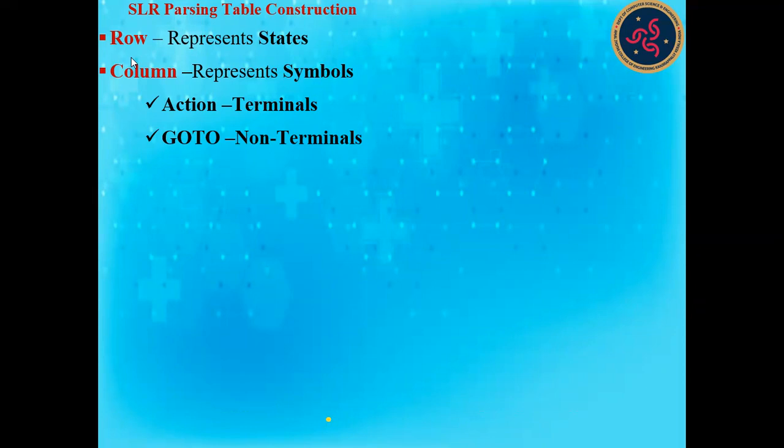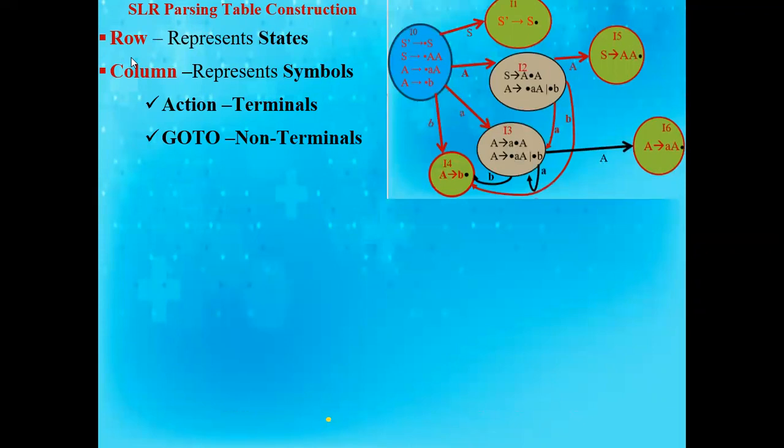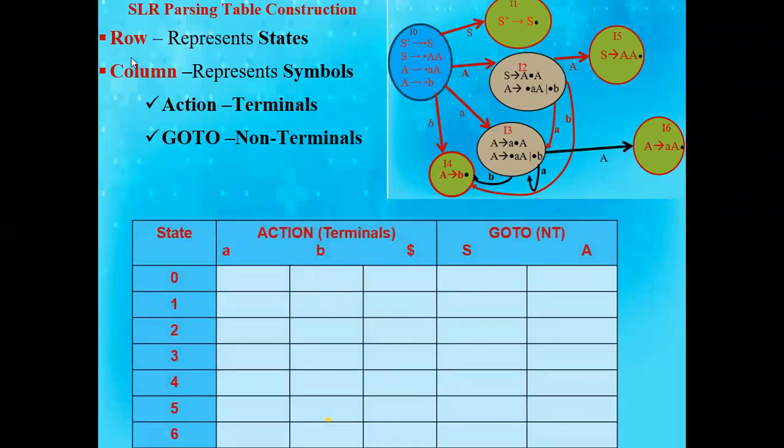In non-terminal we can specify it in the go to function. Next, this is our DFA. Now we have a table, that is an SLR parsing table. This is the initial state of our table.